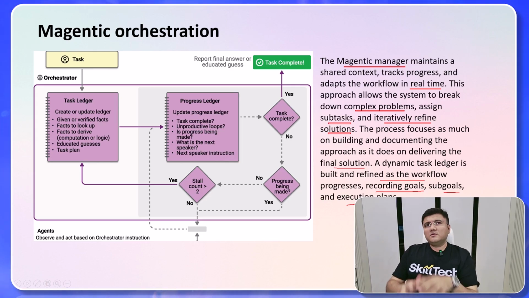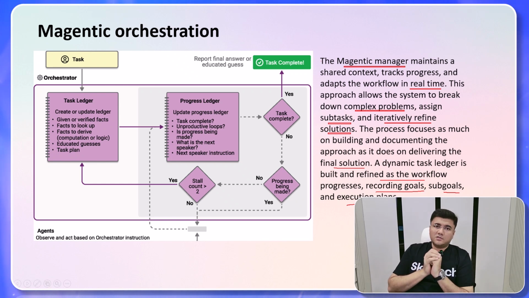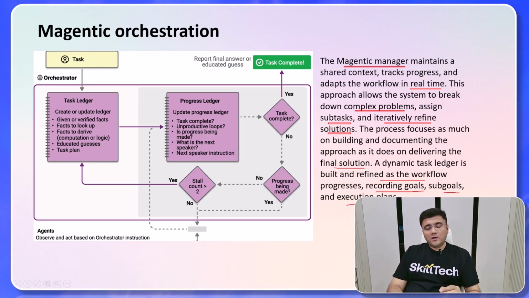Magnetic orchestration is one of the most complex orchestrations to implement, but it is going to give your end users the best experience. Once you implement this, because it is keeping track of the task ledger and the progress ledger, it's also giving you step-by-step task execution updates. At the end of the task, it is going to tell you what exact steps it followed, what changes it made, and whether it is working and achieving the goal or not.